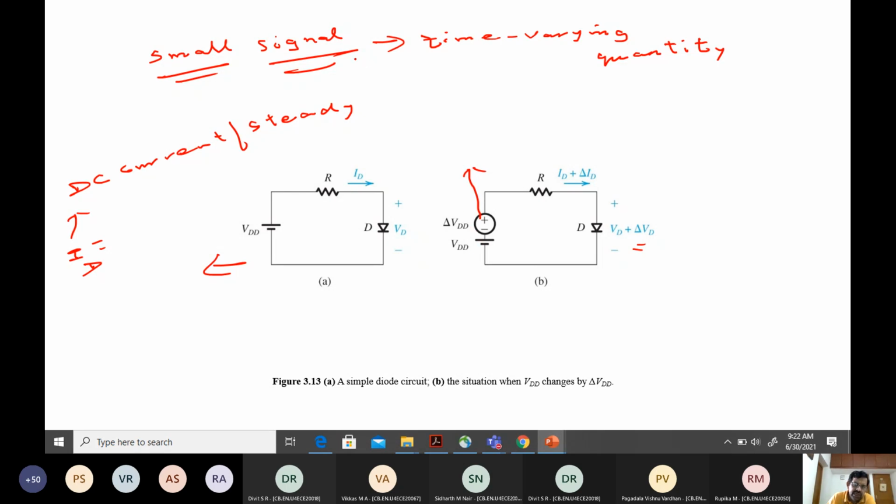It could be a triangular waveform superimposed on this, but essentially the quantity which is superimposed on the DC source has to be small. How small it is, we'll see that. DC current, steady state current.